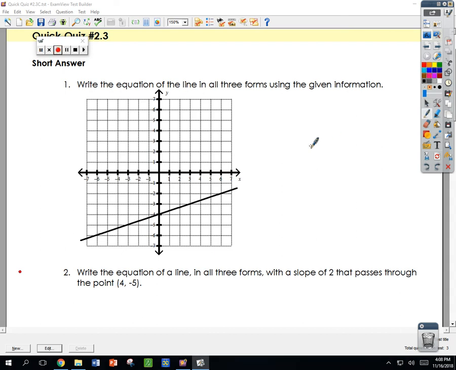So, looking at this, it wants me to write the equation of a line in all three forms. Whenever I write the equation of a line, my three forms are point slope. Point slope is y minus y1 equals m times x minus x1, where I need a point and a slope. The other form is y equals mx plus b, your slope-intercept form, where I need the slope and the y-intercept.